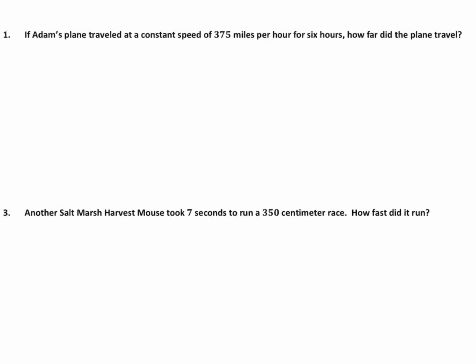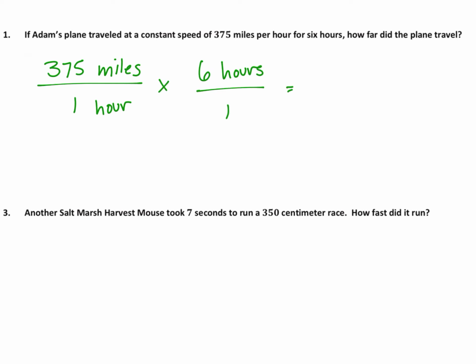If Adam's plane traveled at a constant speed of 375 miles per hour for 6 hours, how far did the plane travel? The hours will divide out, and then we need to multiply 375 times 6.